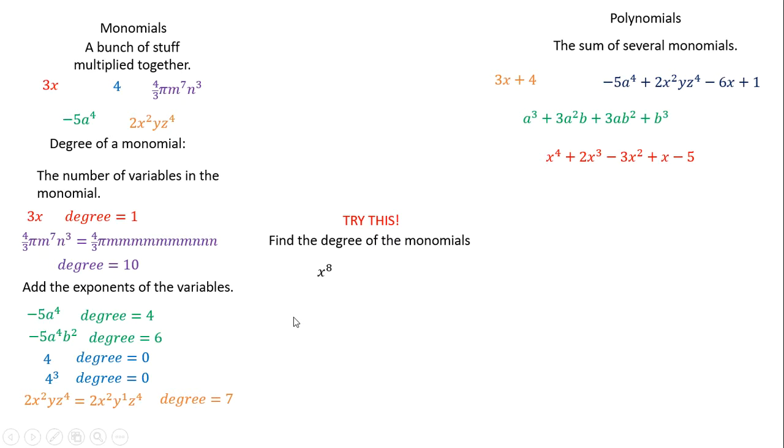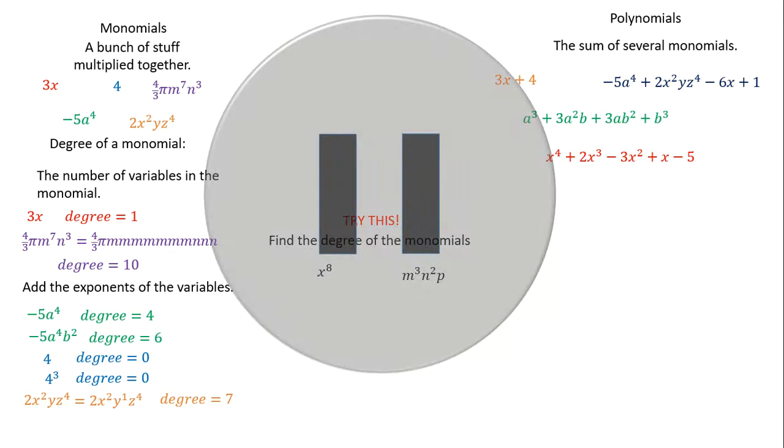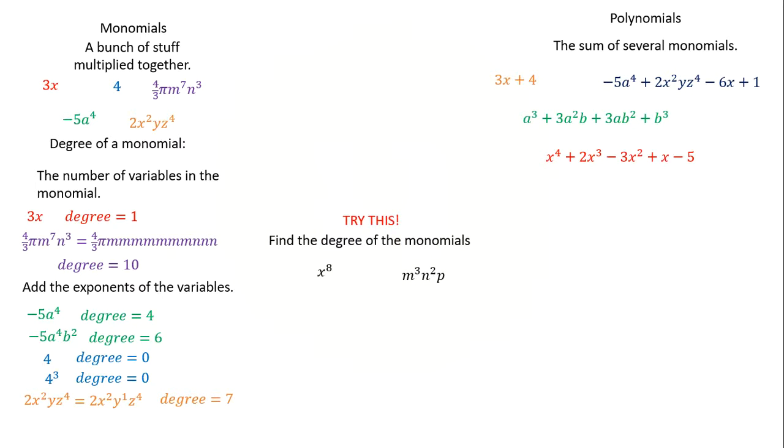We have x to the 8th for one problem, and we have m cubed n squared p for the second problem. It's very possible that by now you have already found the degree, but if not, go ahead, pause it for a second and find it and then come back. Alright, how was that? Well, x to the 8th, it's a pretty easy one. Degree equals 8. And then m cubed n squared p, we have 3 plus 2 plus 1 gives us a degree of 6. Pretty easy, as long as you miss those couple obstacles.